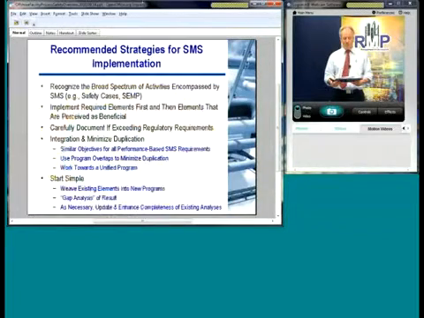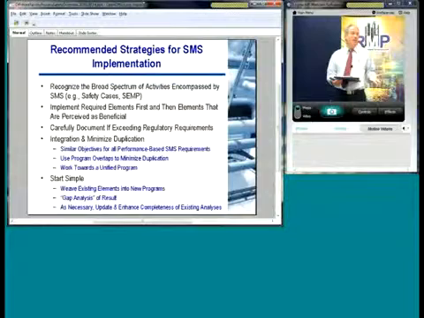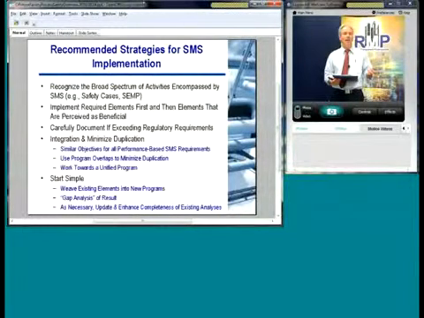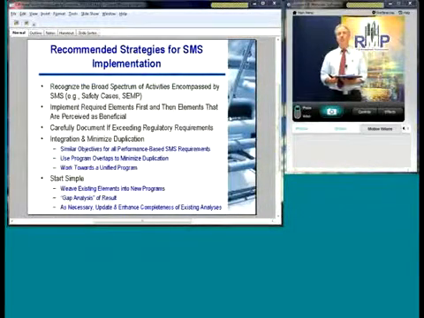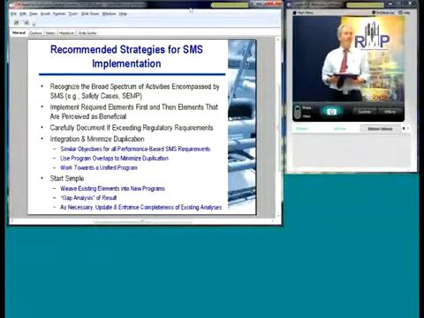So what kind of strategies do you recommend for something like that? This is a very complex regulatory environment, a very complex set of requirements, basically recognizing that broad spectrum of activities that are encompassed by safety management systems. That's a key thing. Understand the fact that there's significant overlap, how all these different pieces fit together.